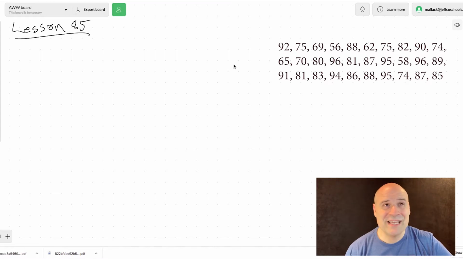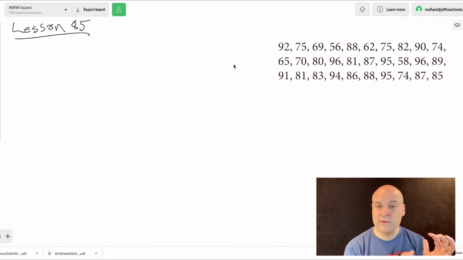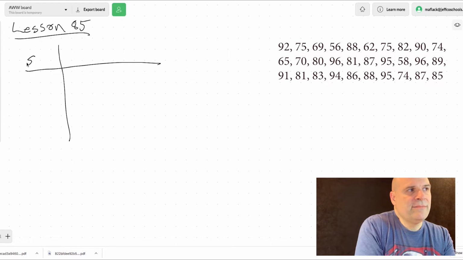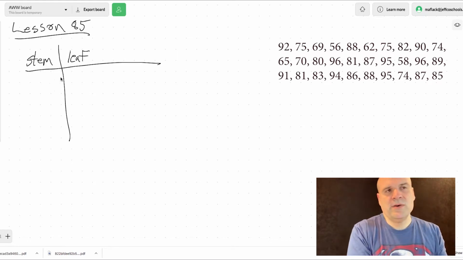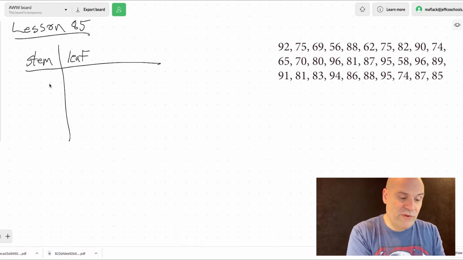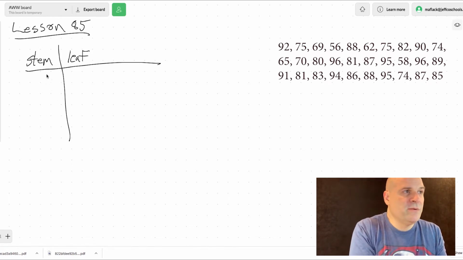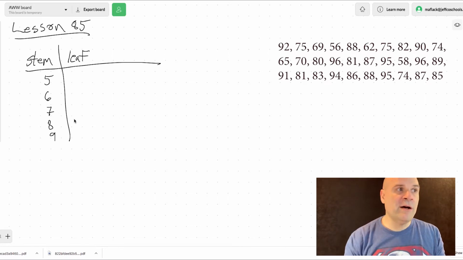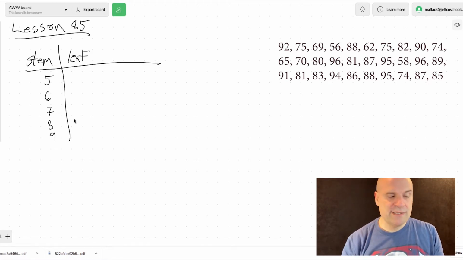So stem, in this case, would just be your tens value of each number, and your leaf is your ones value. Let's write these numbers with a stem and leaf plot. Here's my stem, and here's my leaf. All my values range from 50-something to 90-something. So my stem, my tens values, are 5, 6, 7, 8, and 9. And my leaf values are going to be all the numbers in the 50s, the 60s, the 70s, but just the one value. Now, it seems weird right now, but it'll make sense in a second.